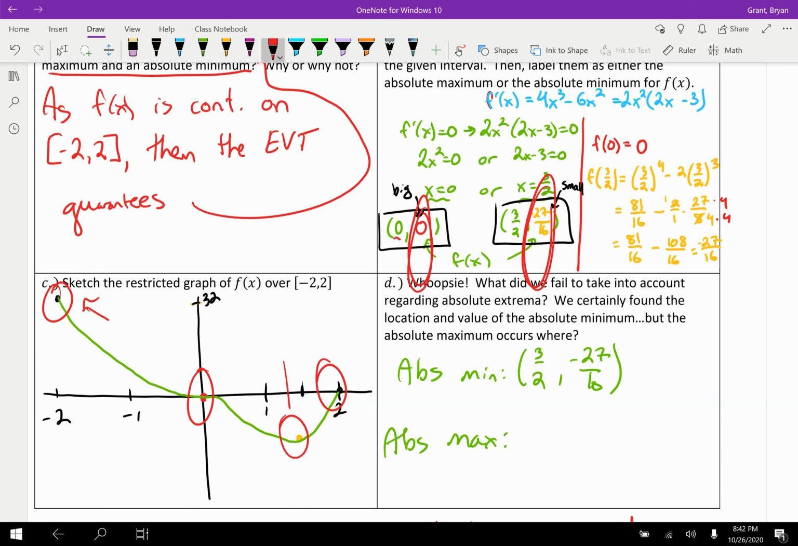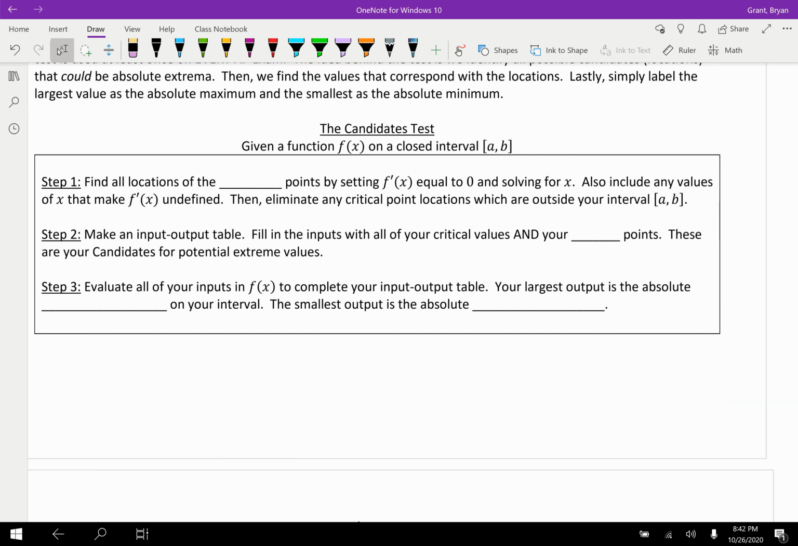So running through this without showing you a graph, there are 3 steps. First step, find all the locations of the critical points by setting f prime of x equal to 0, and then solving for x. Nothing too bad. Don't forget to include any values of x that make f prime of x undefined. And last but not least, exclude any critical points that are outside of your interval, because maybe you found like -5, 0, and 2. Well, if -5 is outside of this interval, let's say it's from -2 to 2, then we can exclude that.